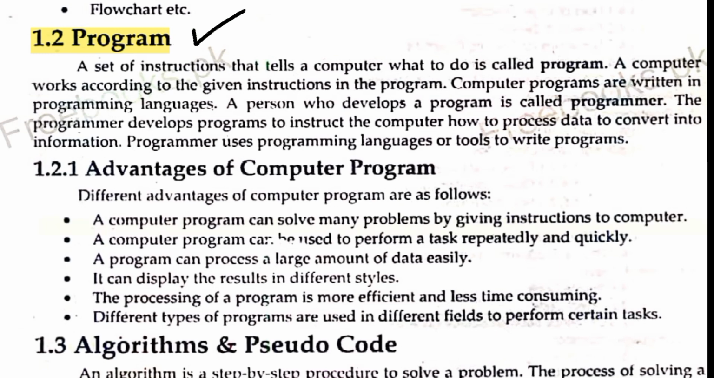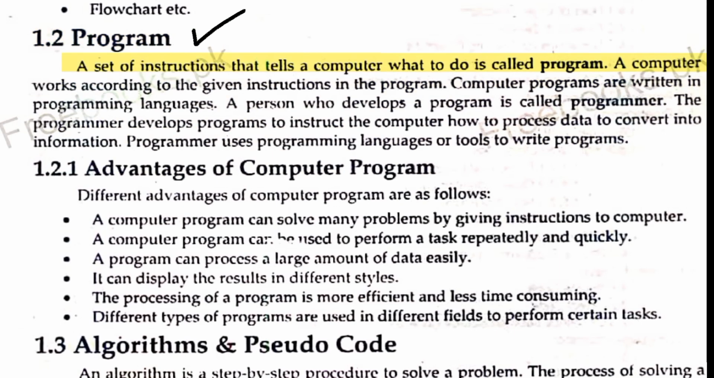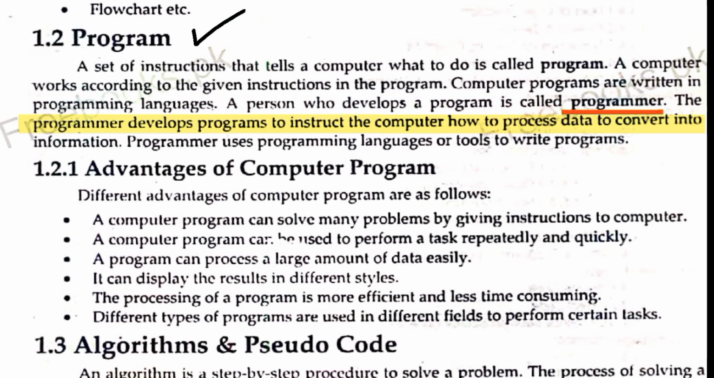1.2 Program. A set of instructions that tells a computer what to do is called a program. A computer works according to the given instructions in the program. Computer programs are written in programming languages. A person who develops a program is called a programmer. The programmer develops programs to instruct the computer how to process data to convert into information. Programmer uses programming languages or tools to write programs.